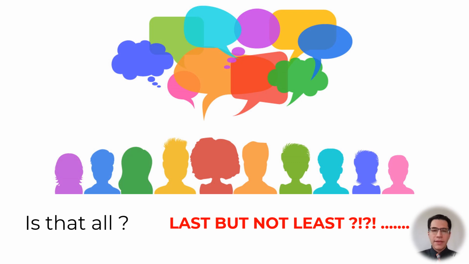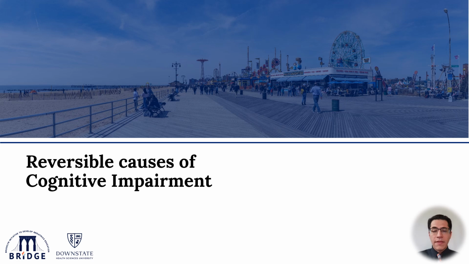So that brings us to the end of our exhaustive list of causes. However, there is one more cause that I'd like to talk about, which to me is last but not least. That is the reversible causes of cognitive impairment.